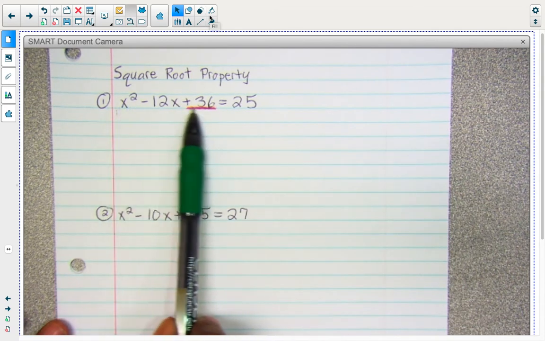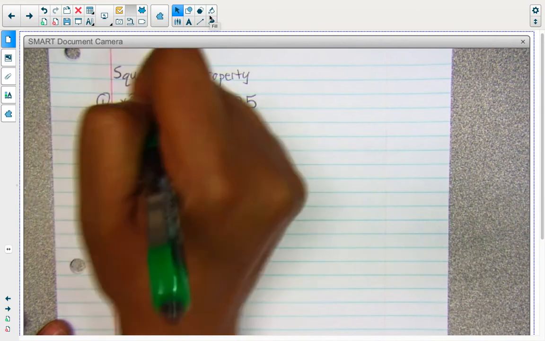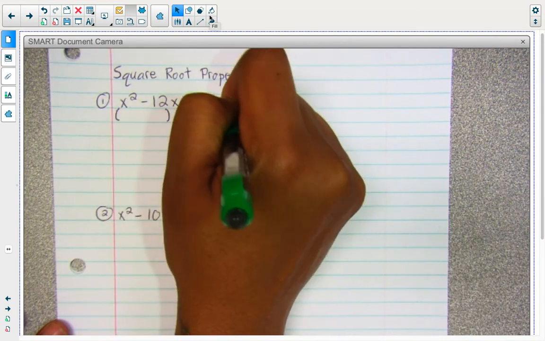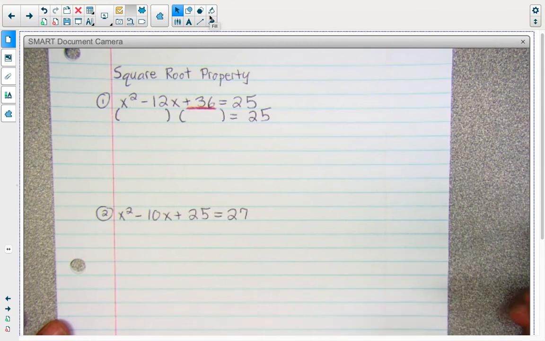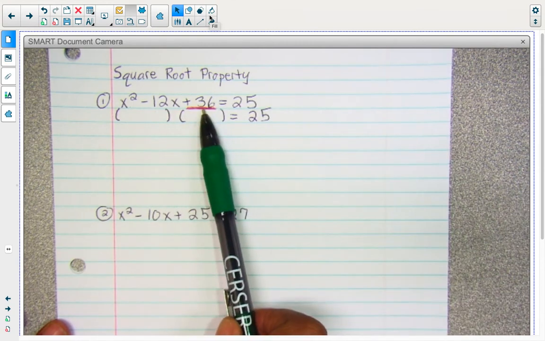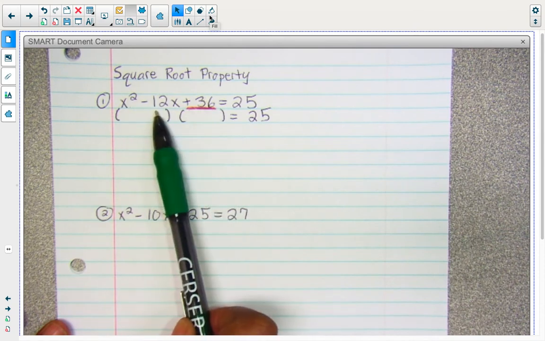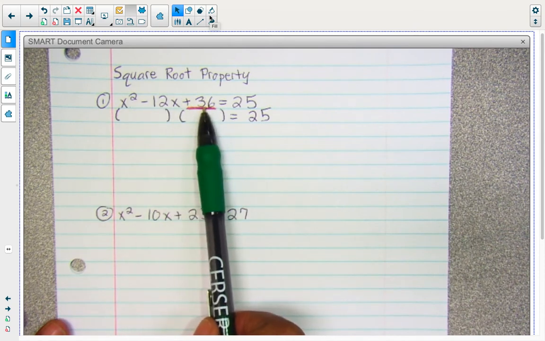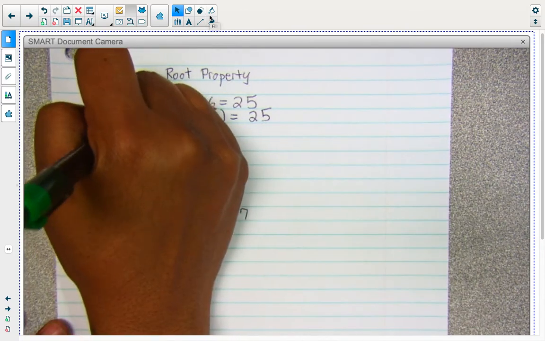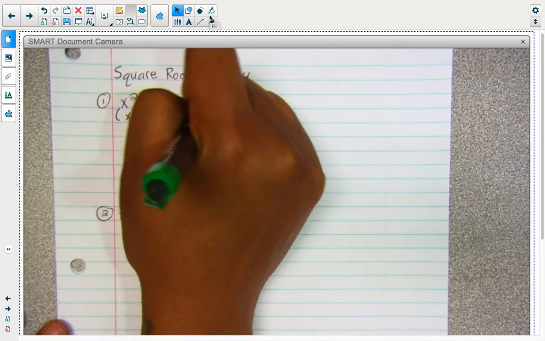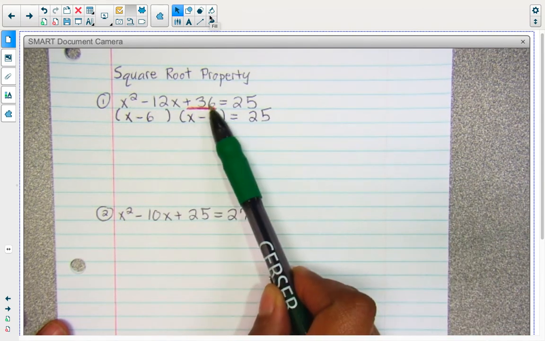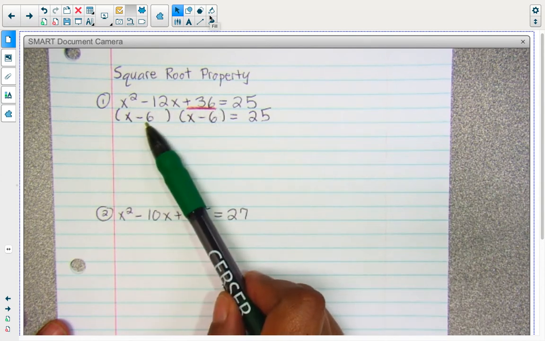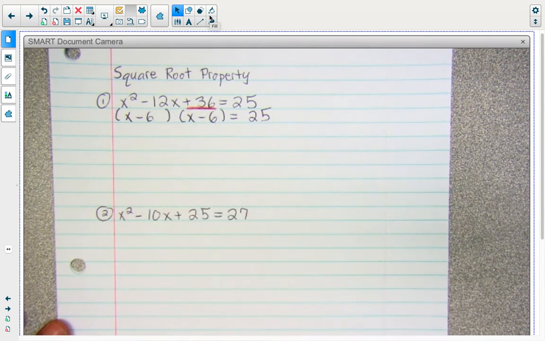So I want to factor this. So we'll set up our parentheses. And we're going to leave the 25 as 25. So we need to think of 2 numbers that multiply to give me positive 36, add to give me negative 12. So since this is a perfect square number, we know 6 times 6 is 36. So those are going to be the numbers that go on the inside. Negative 6 times negative 6 is positive 36. Negative 6 plus negative 6 is negative 12, so we're in business.